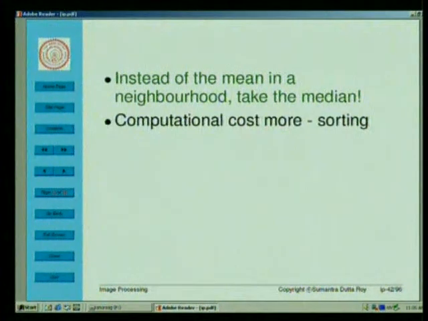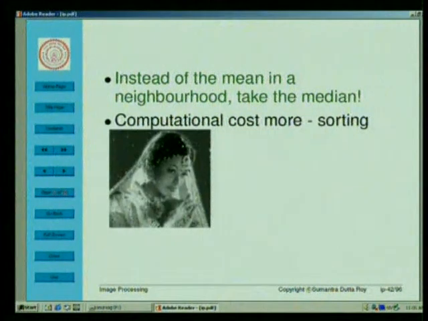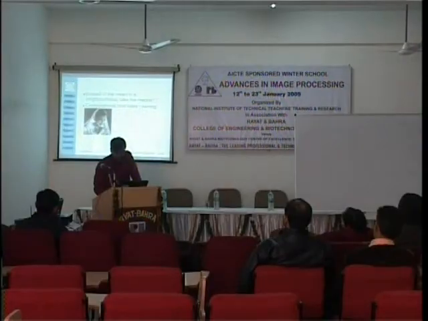Computational cost is more because it involves sorting. You sort the number of elements, take the middle. So you can get some example like this. That depends on the noise distribution, of course. And it might be interesting.